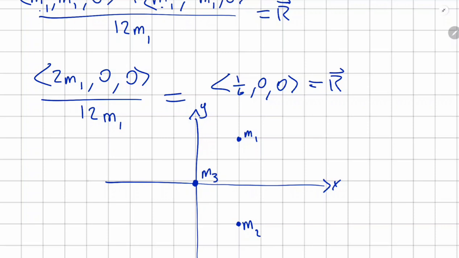Now you can see that there is an axis of symmetry here right along that x-axis. So, based on the symmetry, we know the center of mass is going to lie somewhere on there, and that is confirmed in our vector. So that's going to be placed somewhere around 1/6 is going to be our center of mass.